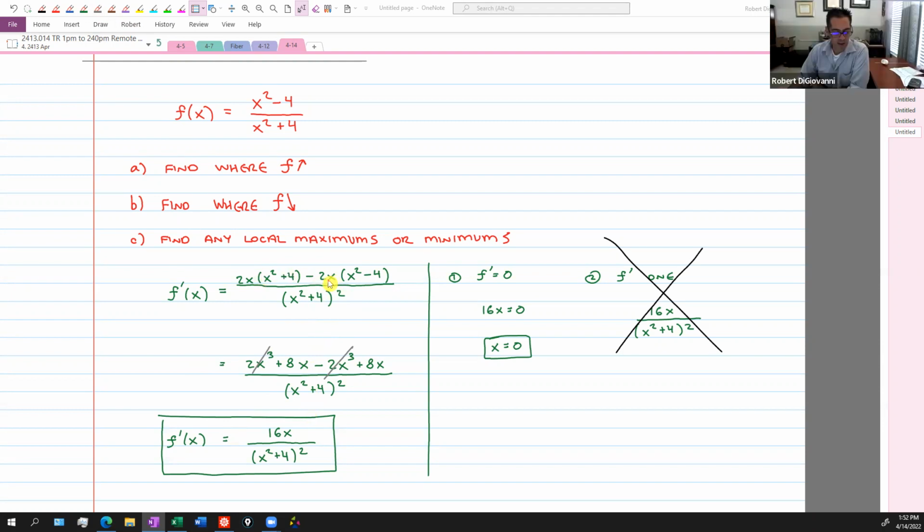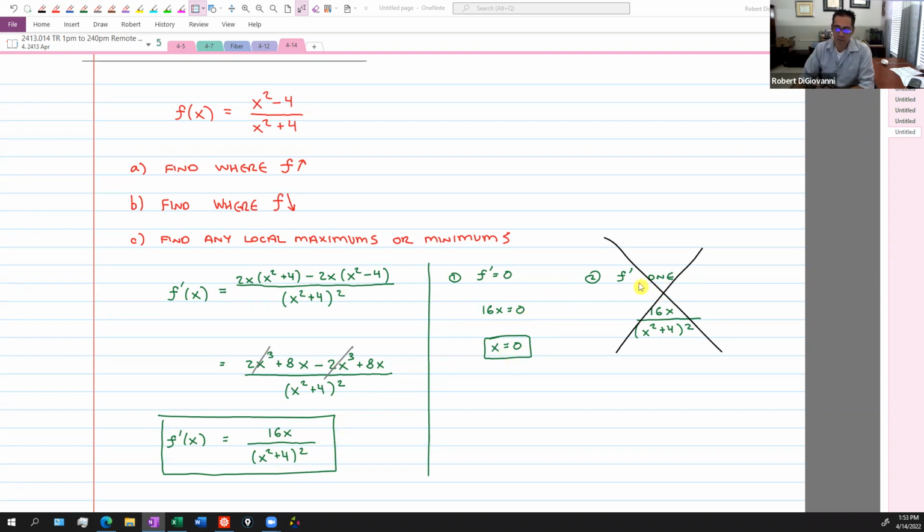Distributing the 2x, negative 2x through, you get some things to cancel. You can combine like terms, get 16x over x squared plus 4, that quantity squared. And then I go do the two things, right? I have to set the derivative equal to 0, and then figure out where it doesn't exist. Where I set it equal to 0, well, it's already a fraction, right? So I just set the top to 0, 16x equals 0, divide by 16, you get x is 0.